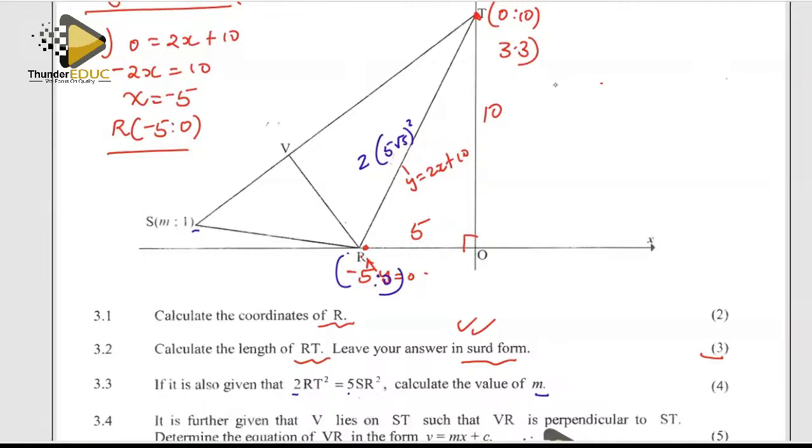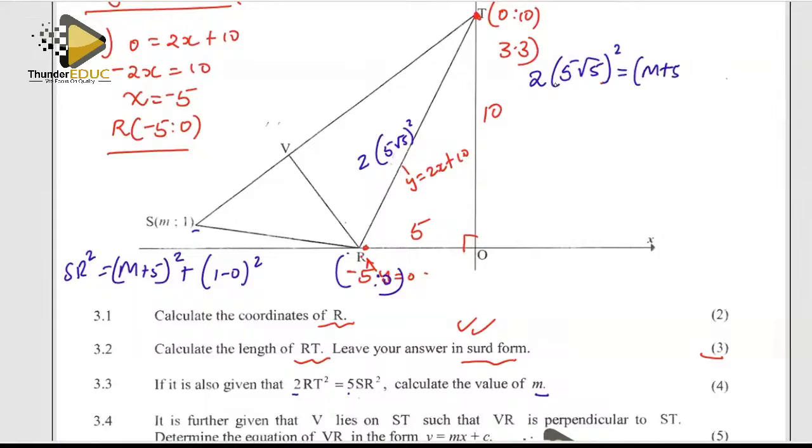So on the left-hand side, we shall have 2 into 5 root 5 squared, which should give us the SR. I'll say it is m minus negative 5, which is m plus 5 squared, plus 1 minus 0 squared. This is our SR squared, from the distance formula. So I'll replace that with m plus 5 squared plus 1. I'll open up this bracket and also simplify this side. So the 250 here is going to be m squared plus 10m plus 25 plus 1.